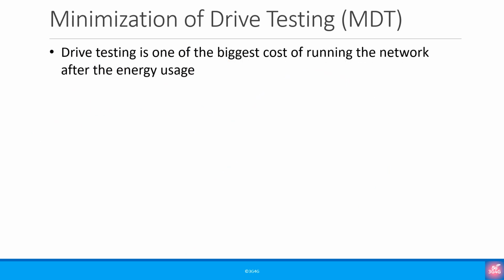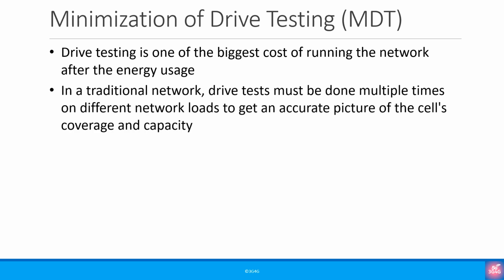As mentioned, drive testing is one of the biggest costs of running the network after the energy usage. In a traditional network, drive tests must be done multiple times on different network loads to get an accurate picture of the cell's coverage and capacity. We have to remember here that the vegetation changes with seasons, so drive tests have to be done throughout the year.